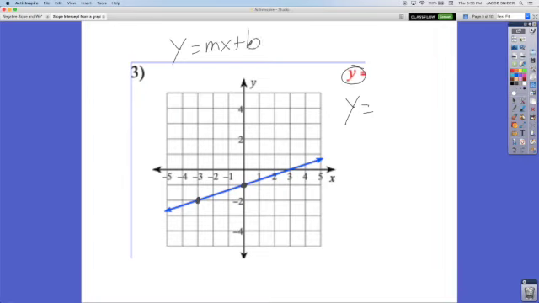Next thing I need is my slope. Let's rise and run. Rise up 1. Run over to the right 1, 2, 3. So I rise 1, I run 3. What comes next? The x. Now, where's my y-intercept? Where does it cross at, guys? It crosses right here. So that y-intercept, what's the value on the y-axis? That's going to be -1. Okay?